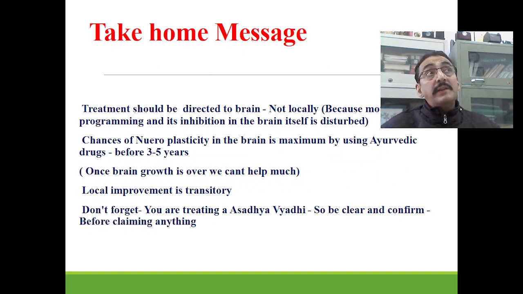Now, treatment should be directed to the brain. Repeatedly I am telling, treatment should be directed to the brain, not locally, because motor programming and its inhibition is in the brain itself. It is not in the local area. Okay. So the chances of neuroplasticity, developing the neural circuits and neural synapses in the brain, are maximum by using Ayurvedic drugs before the age of 3 to 5 years, because up to 5 years brain growth will be there. In the first 2 years, brain growth is maximum. Up to 5 years we have brain development slowly taking place. During that time, if you intervene with our drugs, then the result will be good.